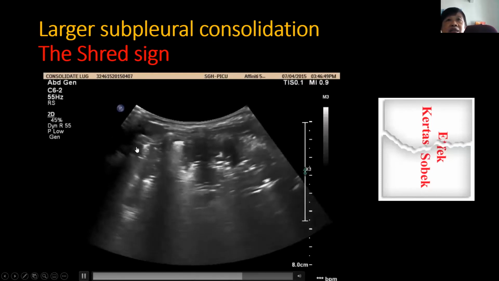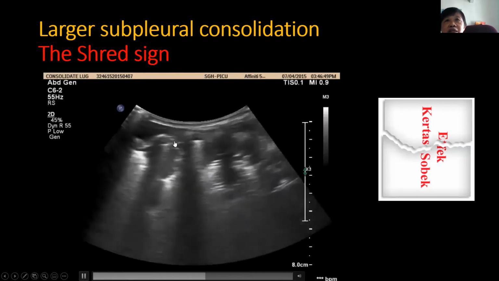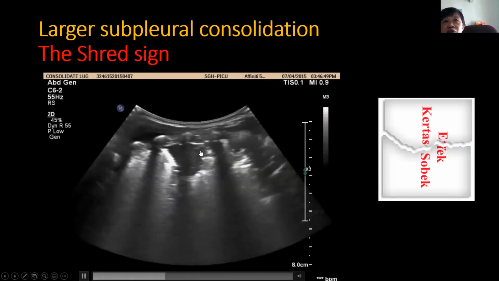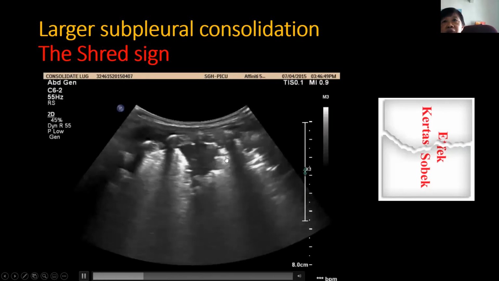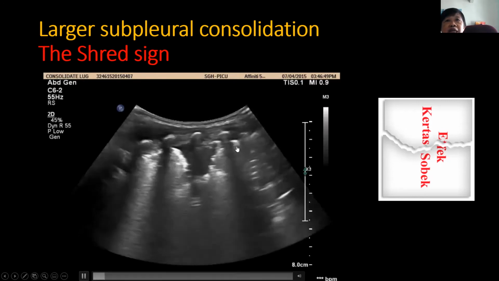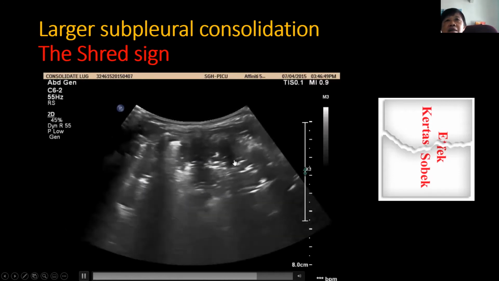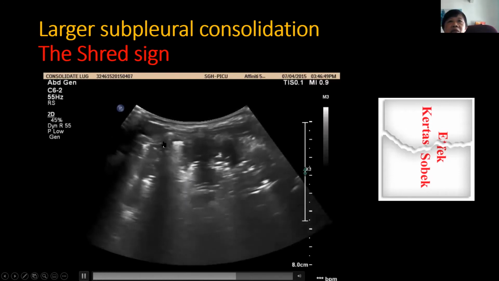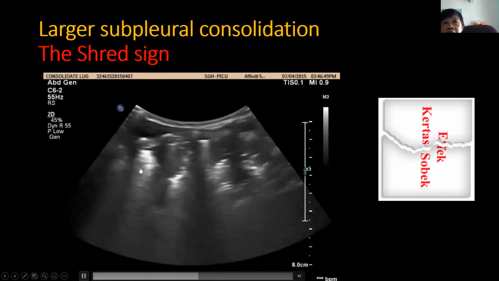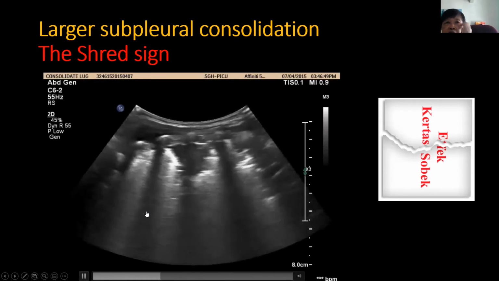So here you can see this is a longitudinal view of the chest, and you can see multiple ribs here, and you can see some pleural line. And at the pleural line, you can see that it's like a consolidation with the tissue being torn off. So this is called the Shred sign, right? Subpleural. Usually in a normal patient aerated lung, you will just see a single thin pleural line sliding. And these big lines that are coming downwards from that pleural line, they are all coalesced B lines, so presenting as broad B lines.